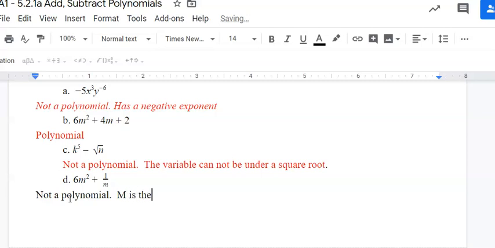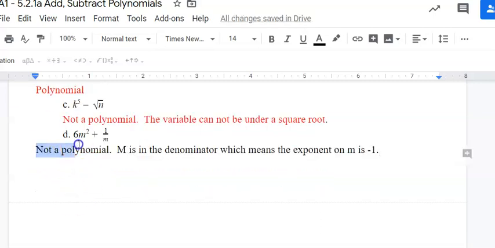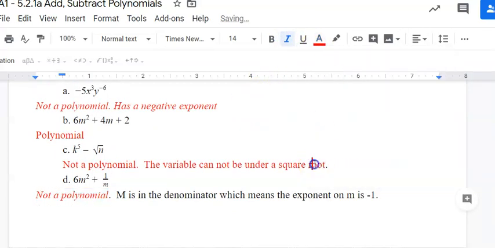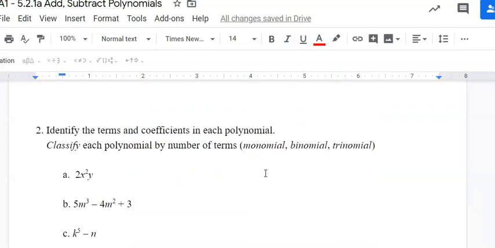m is in the denominator, which means the exponent on m is negative 1. And we can't have negative exponents. All right, so anytime you see a variable in the denominator of a fraction like this one, that's your cue that it's not a polynomial. All right, let's go to the next one.